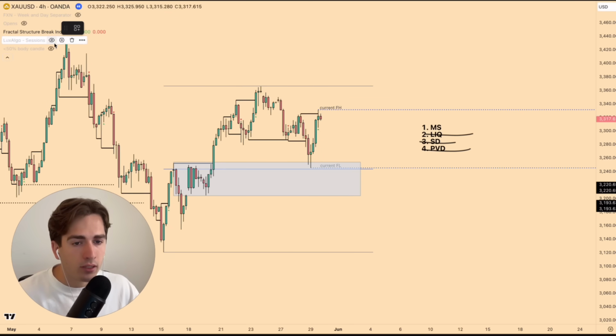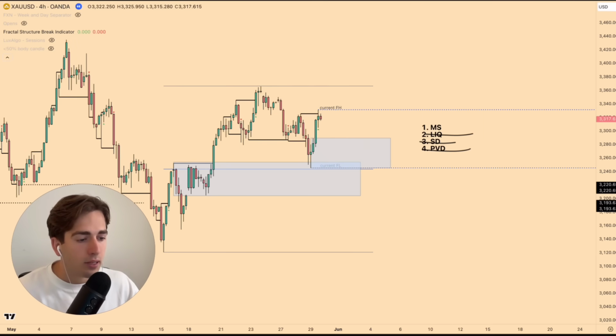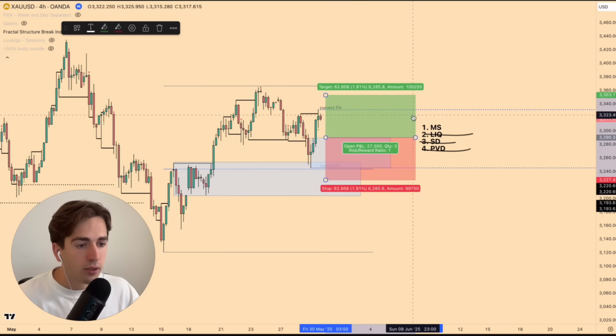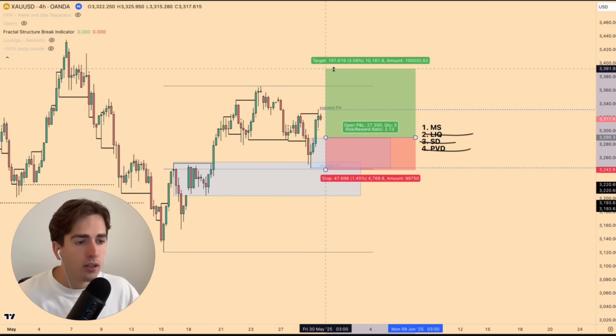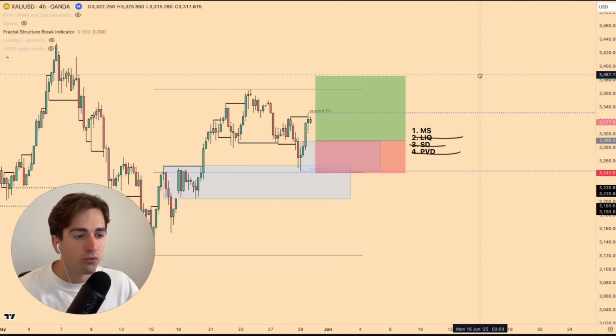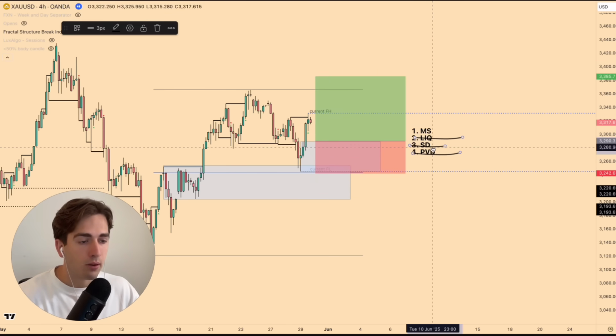And you can even use the 50% body candle indicator if you want, but this imbalance over here, this for me is now my valid area of demand. That is where I want to enter with my stop loss underneath the fractal low, trading the overall upside continuation. You can either choose to target a 1 to 2 or a 1 to 3. For the simplicity, I'm targeting a 1 to 2.